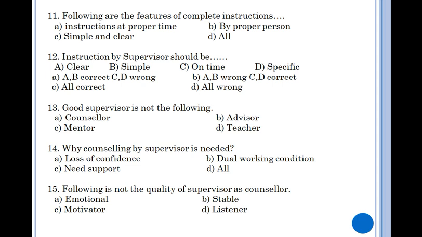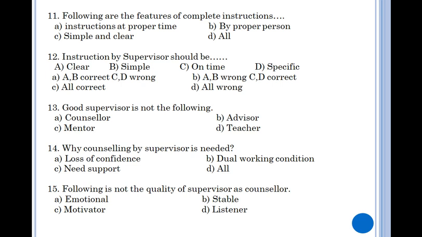Next, question number 13. Good supervisor is not the following. We have four options. First, counselor. Second, advisor. Third, mentor. Fourth, teacher. As we have seen, a good supervisor is a counselor because he can counsel the worker. He is an advisor. He can advise the workers to do the work in some different way to get good results. He can mentor the worker who does not have good confidence, but he cannot be a teacher. Okay, so good supervisor is not the following. The option is D. He is not a teacher.